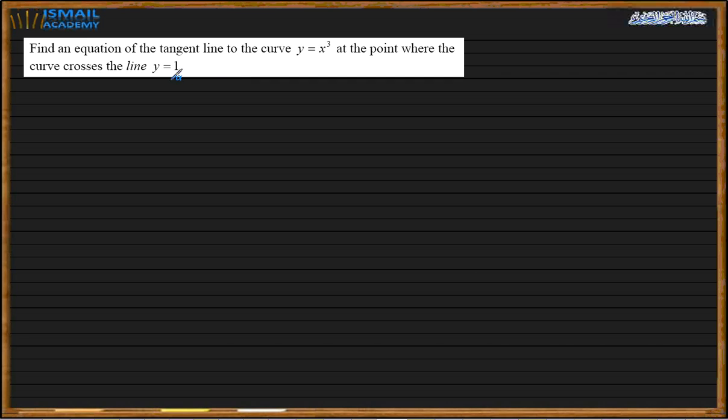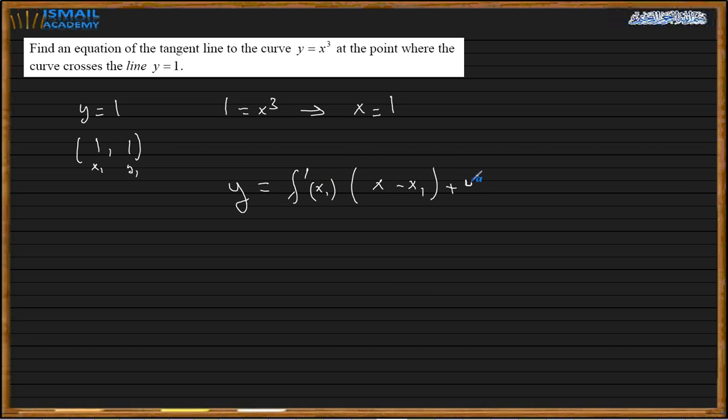What we do here, I have y equal 1. I need to find out which x makes y equal 1. So I make these equations equal to that one, which means I will have 1 equal x cubed. Obviously, I will have x equal 1. So the point where I'm going to find the tangent is (1, 1). This is your x1, this is your y1. So what is the formula of the tangent line? The tangent line will be y equals f prime of x1 times x minus x1 plus y1.